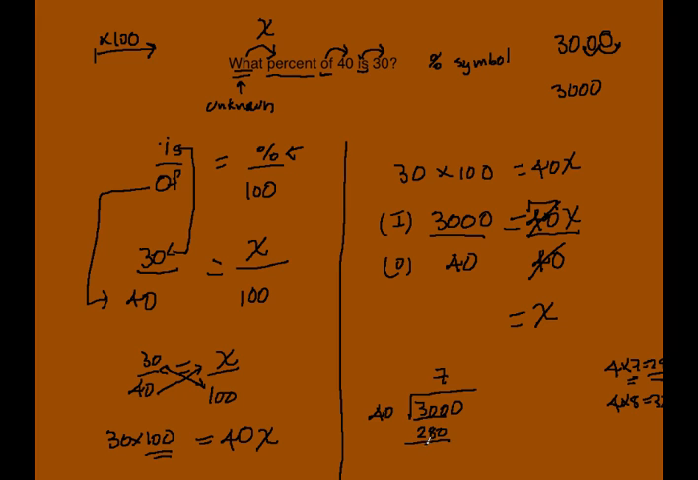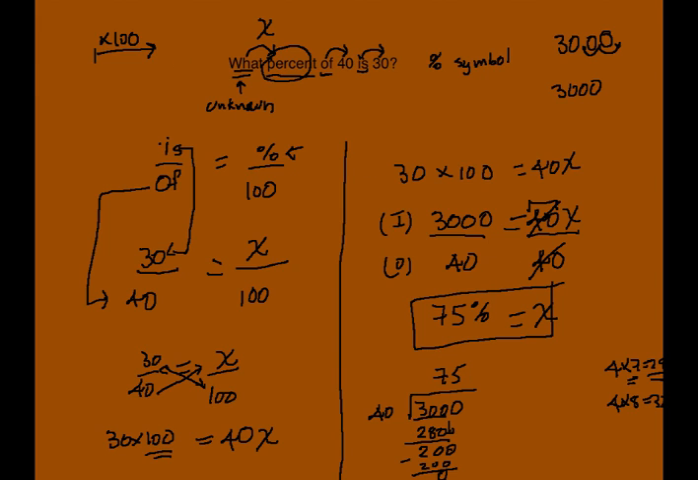Again, you can go on the side and do it. We're going a little bit faster, assuming that you know how to do multiplication, division, and subtraction. Bring down the 0. How many times does 40 go into 200? That's 5 times. 5 times 40 is 200. 200 take away 200 is 0. So your final answer is 75. And don't forget to put the percentage symbol because you were looking for percent. So your final answer is 75%.